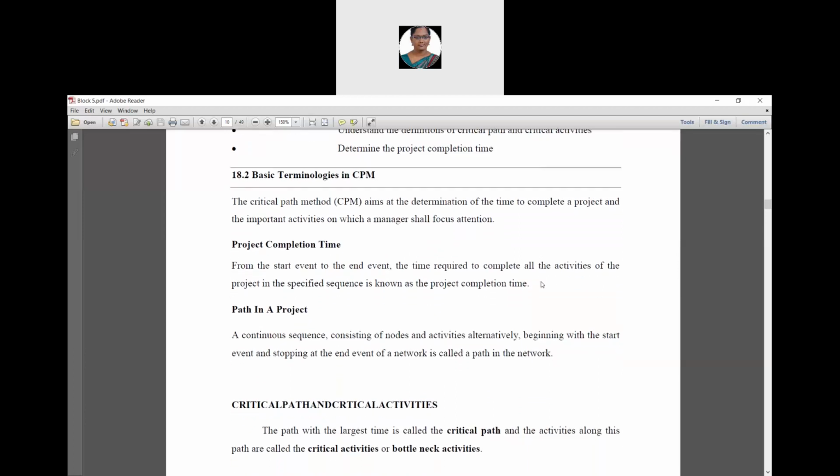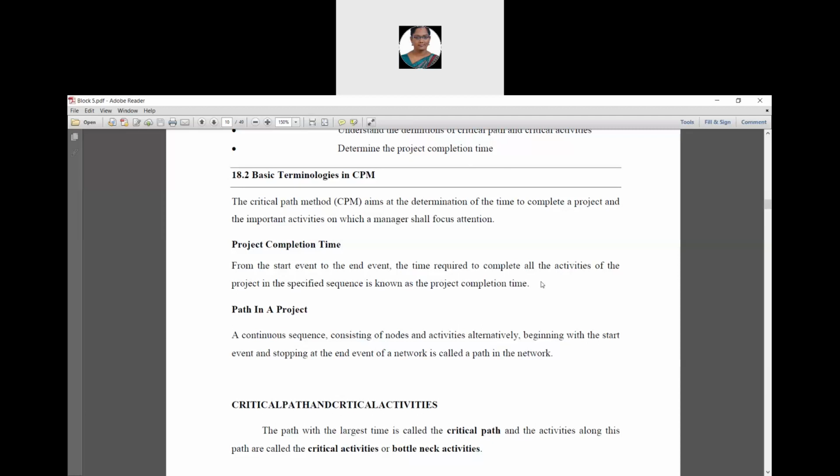Okay, some basic terminologies in CPM. The critical path method aims at the determination of the time to complete a project and the important activities on which a manager shall focus attention.